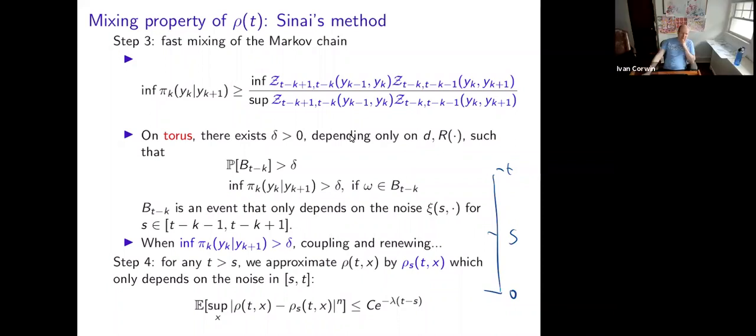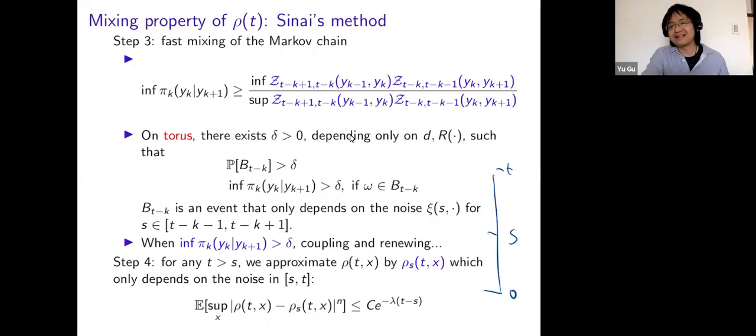And to control those moments, you use stuff like Moreno-Flores? Yeah, exactly. For the negative moments, we use concentration, basically. And although it's the Green's function here, you are going from one point to this point plus one, so you are away from the singularity, so there's no problem with that.